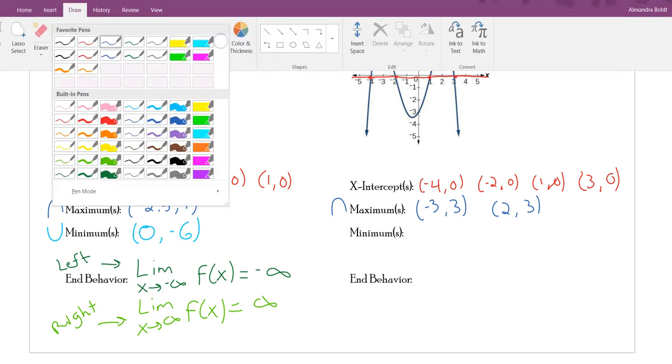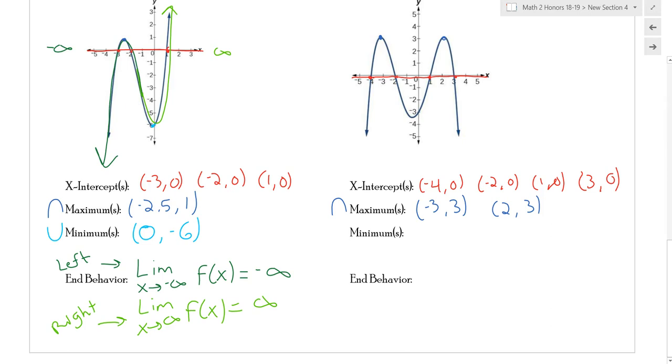Our minimums, I only have one down here. We'll say that's at negative 0.5, negative 3.5. It's kind of between here and here and between here and here. So I'm just rounding, and that's okay to round if it's not exact.